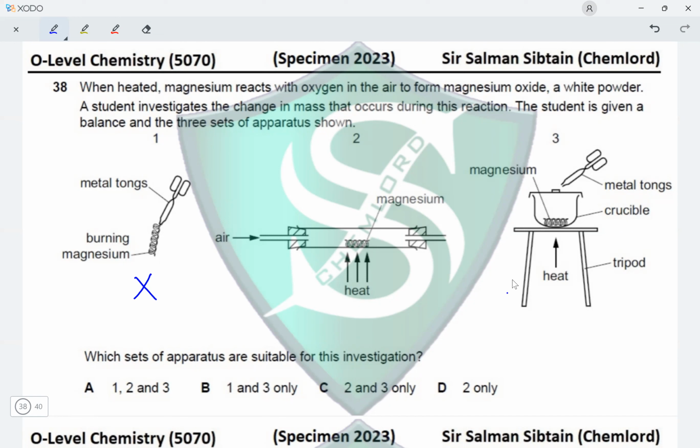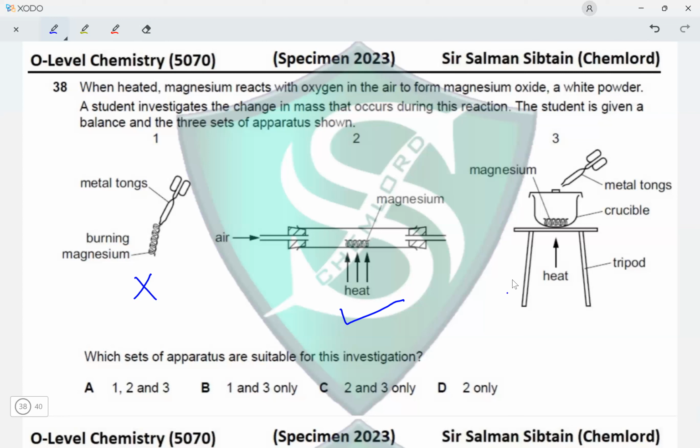Let's look at the setup for experiment 2. In this case, air is passed over heated magnesium inside a glass tube, which can be cooled and mass measured. So, mass of magnesium before the reaction and mass of magnesium oxide after the reaction can be measured when the apparatus is cooled to room temperature. So, measurement of mass is possible in the second setup.